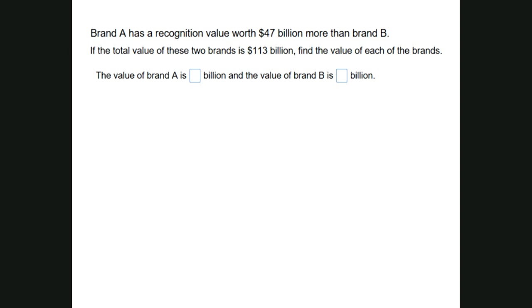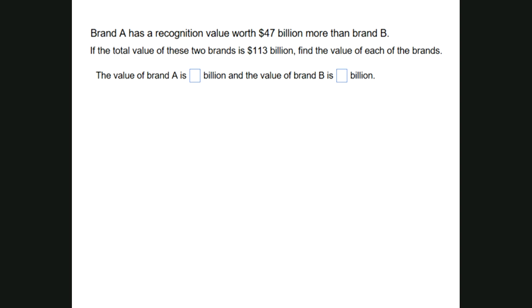All right, the next slide gives us a little more of an application problem. It says brand A has a recognition value worth $47 billion more than brand B. Brand A has $47 billion more than brand B. If the total value of these two brands is $113 billion, find the value of each of the brands. So what I'm understanding here is that, let me highlight a little bit on here.